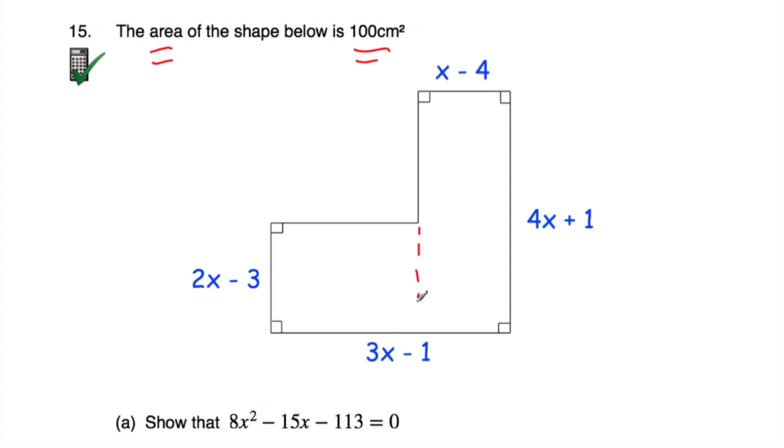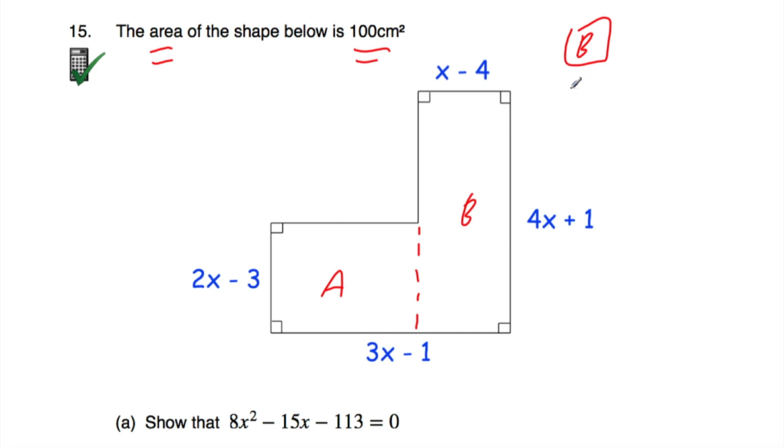So let's chop it. And I'm going to chop it this way here. And I'm going to call this region A and this region B. So let's find the area of region A and region B and then add them together. So let's start off with region B actually. So to find the area of region B, we just need to multiply these two lengths together. The width of the rectangle times the length of the rectangle. And that will give us the area of the rectangle.